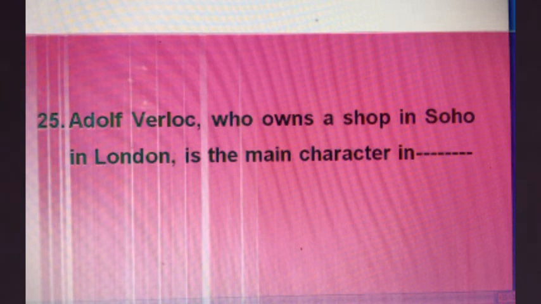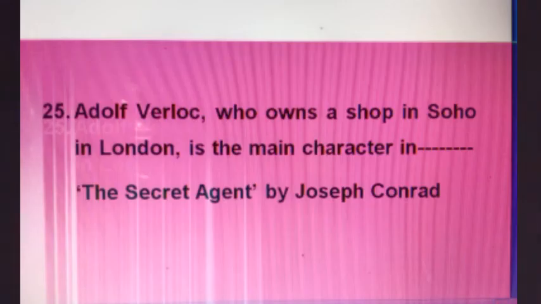Question number 25. Adolf Verlaque, who owns a shop in Soho in London, is the main character in Dash. Answer: The Secret Agent by Joseph Conrad. Adolf Verlaque, who owns a shop in Soho in London, is the main character in Joseph Conrad's novel The Secret Agent.